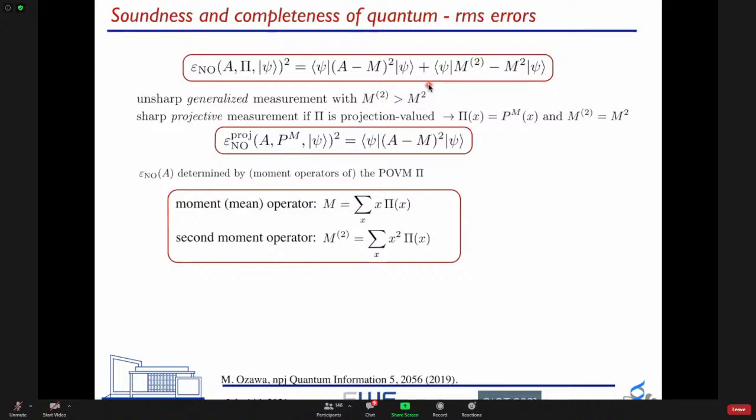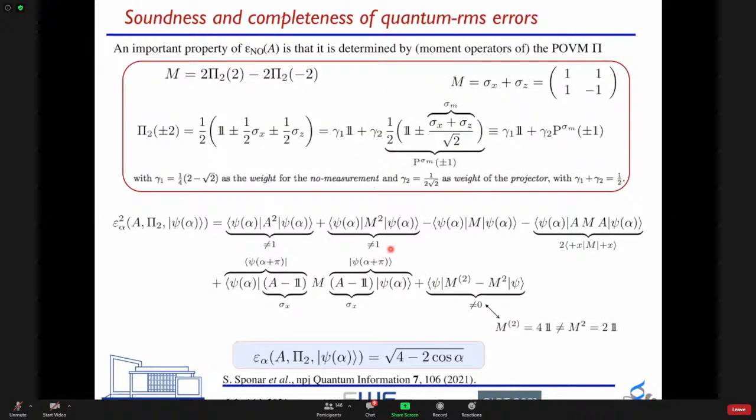Why was this not necessary? As you see, you have here the definitions for the mean of the operator and the second moment. Why was this not necessary in the case before? Well, before we were dealing with a projective measurement, and in the case of projective measurement, the mean operator and the second moment operator are the same, and that's why this term vanishes in the case of projective measurement. But if you realize the M measurement in terms of a POVM which is not projective, then you also have to consider the second moment operator. And this is what we see here.